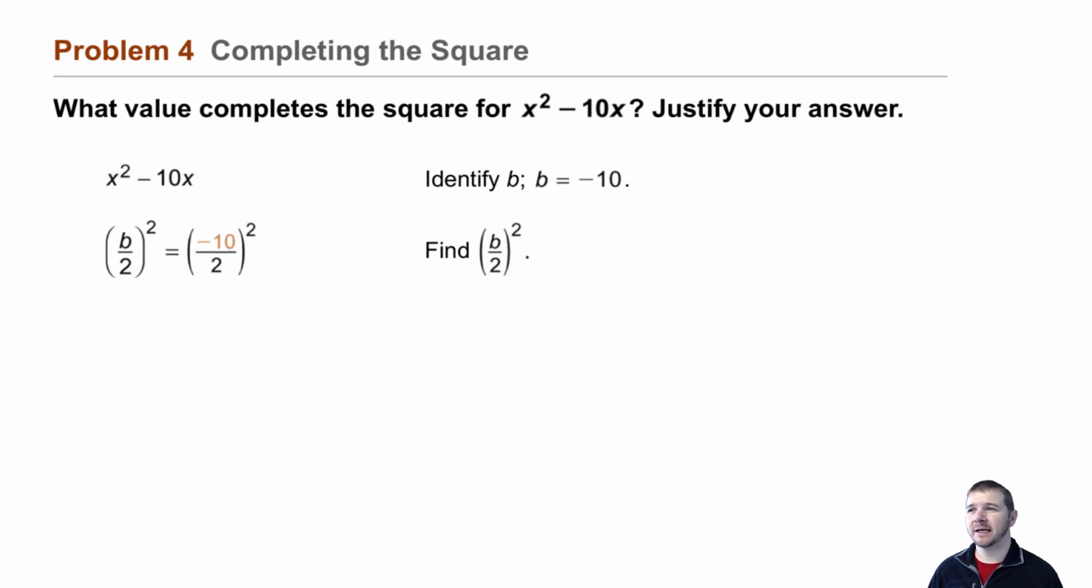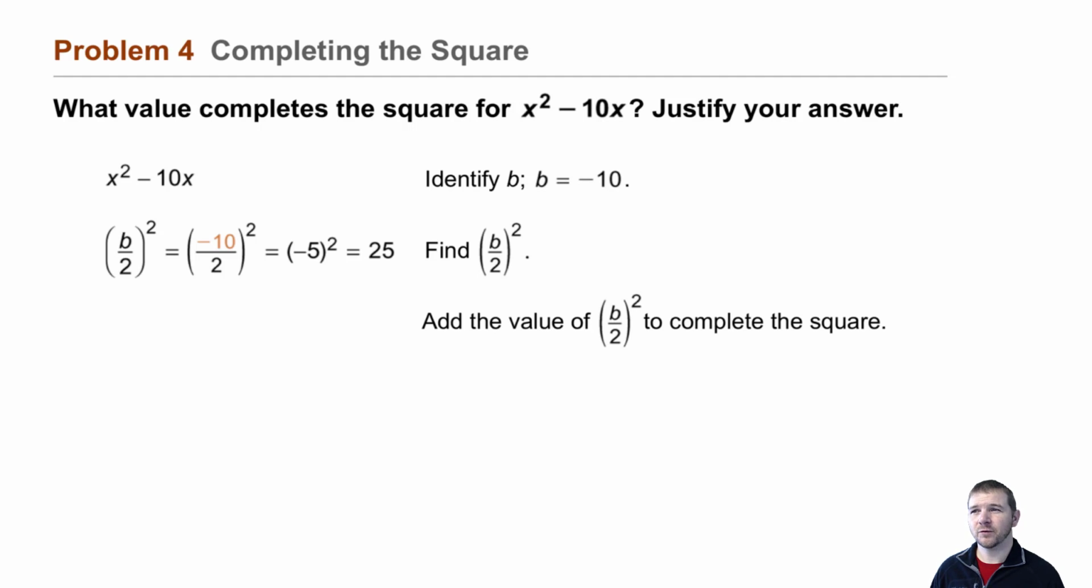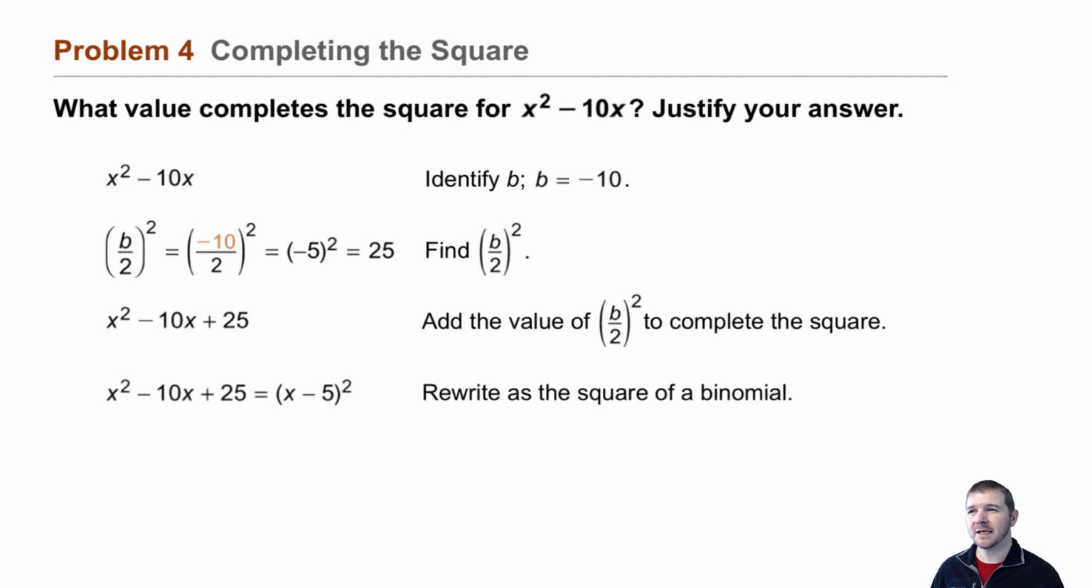Negative 10 over 2 is negative 5. Negative 5 squared, negative 5 times negative 5, is 25. Now we add the value, 25, to complete the square. Our new expression becomes x squared minus 10x plus 25, a perfect square trinomial. Since it is a perfect square trinomial, we can rewrite it as the square of a binomial. In this case, x minus 5 squared.